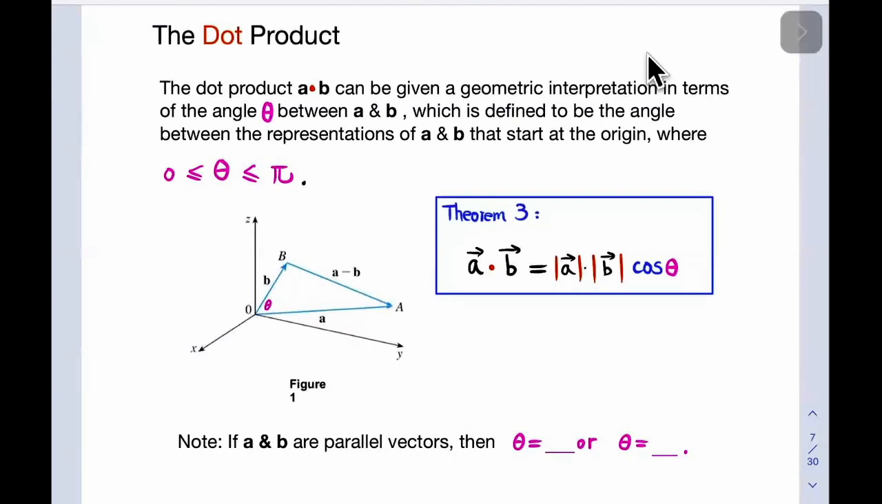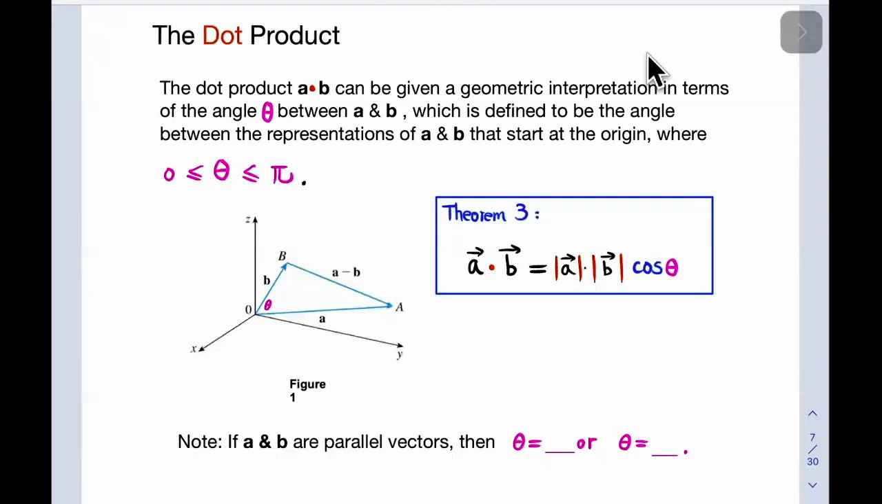We can try to think about it. A lot of you will say, can I imagine that? Can I visualize it? It can be given a geometric interpretation in terms of the angle theta. Over here we have the vector A. We also have this vector B. The angle between them is the angle theta. Now they all start at the origin, the vectors A and B.